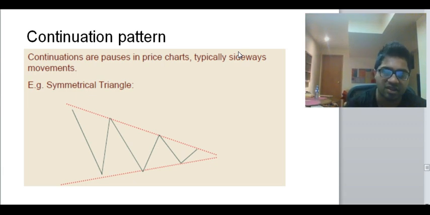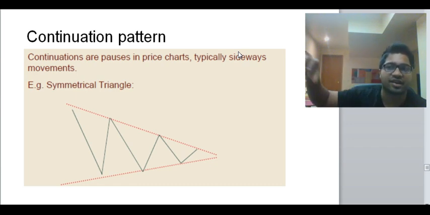Difference between reversal and continuation: head and shoulder is a reversal, so it indicates that the trend is ending and the opposite trend is starting. Continuation means the same trend, whether up or down, is continuing.